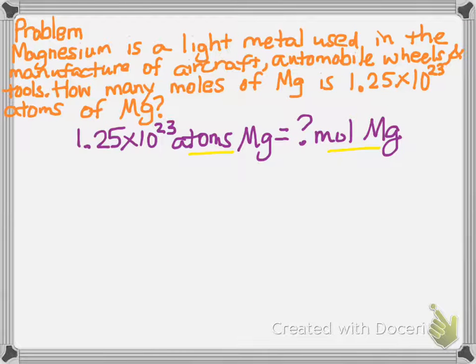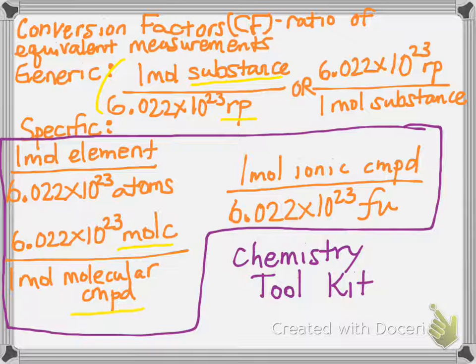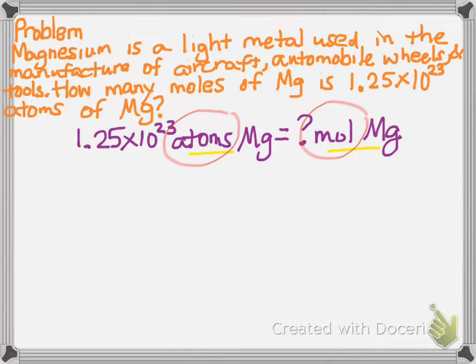So when I look at this problem, I notice that my units again are atoms and moles. So I'm looking for a tool here that has atoms and moles. That tells me what tool I'm going to use. So I'm going to use this one here when I do this problem. I always start these problems with my given, which is the 1.25 times 10 to the 23rd atoms of magnesium.